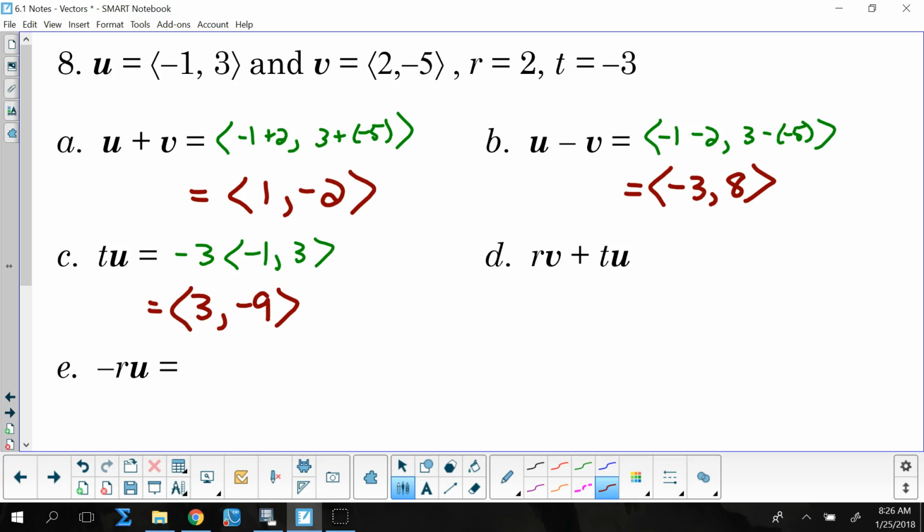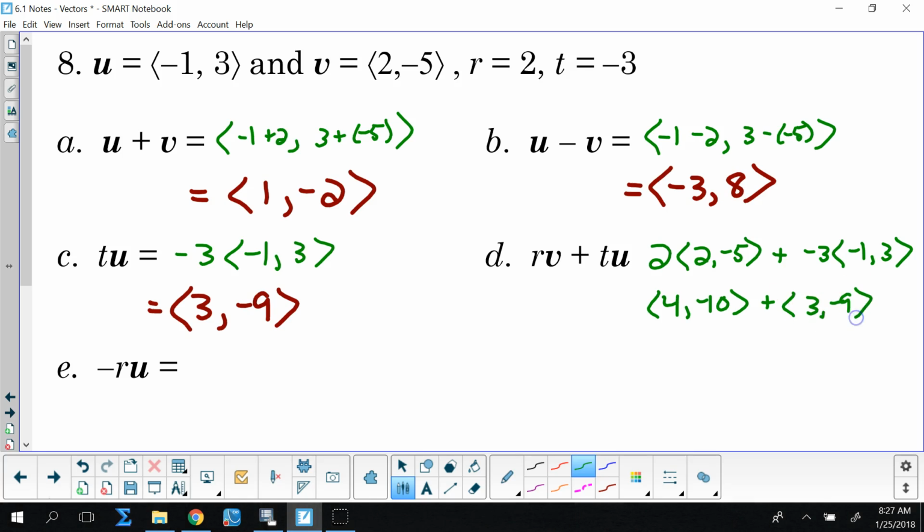Yep. Fantastic. RV, excuse me, yeah, that's RV: 2 times 2, negative 5, and then plus negative 3 times negative 1, 3. So that's going to be 4, comma, negative 10, and 3, comma, negative 9. So that's going to give me 7, comma, negative 19. Do we have an accord?